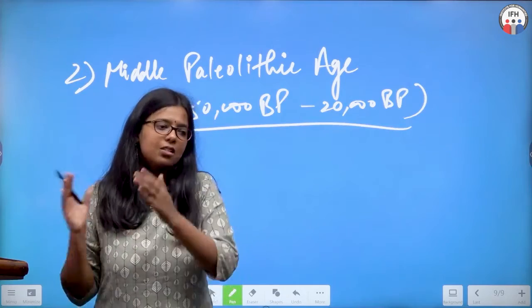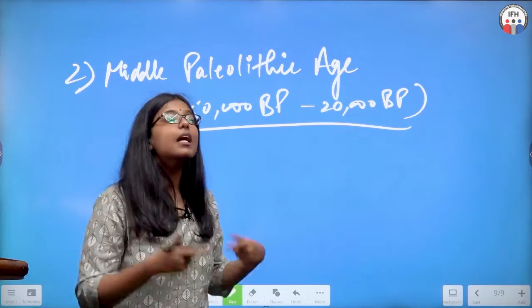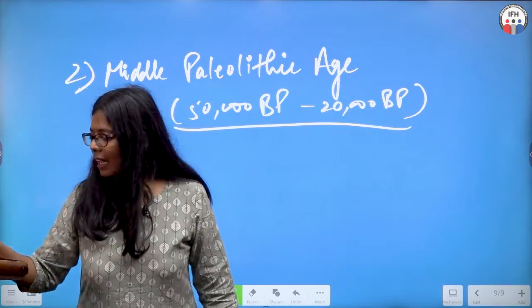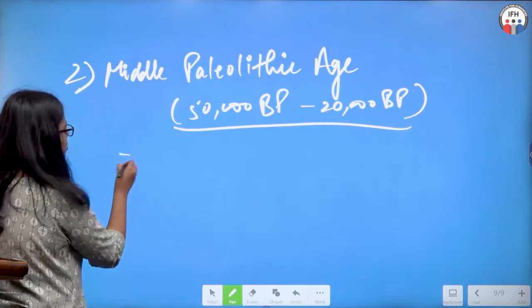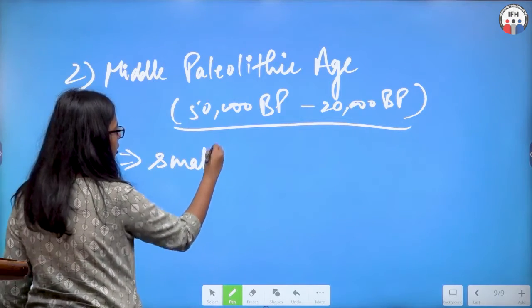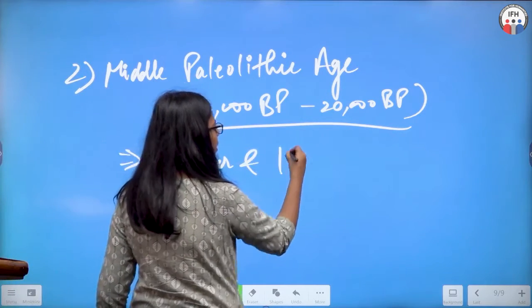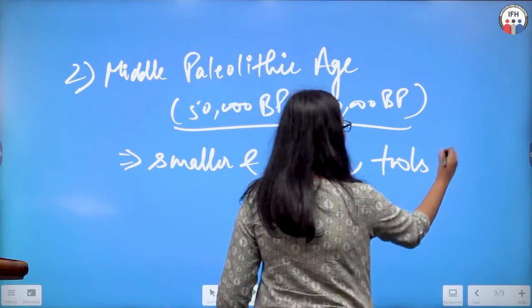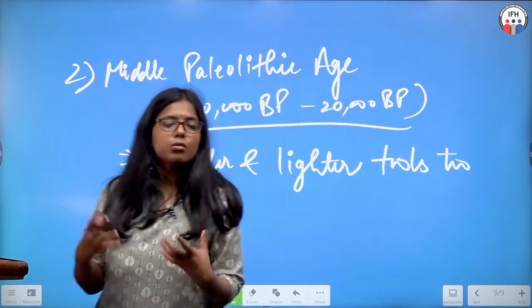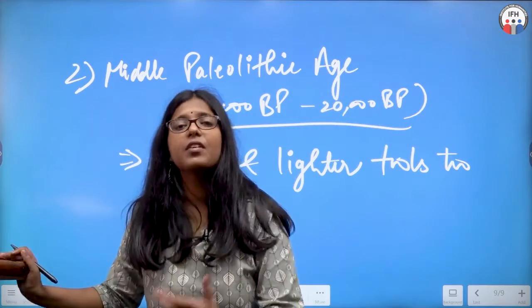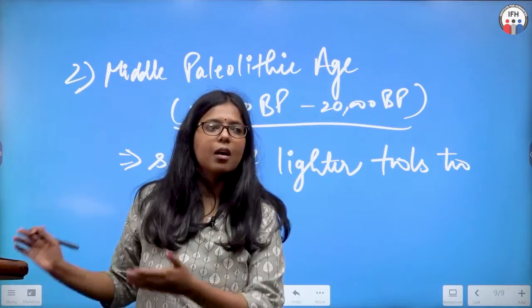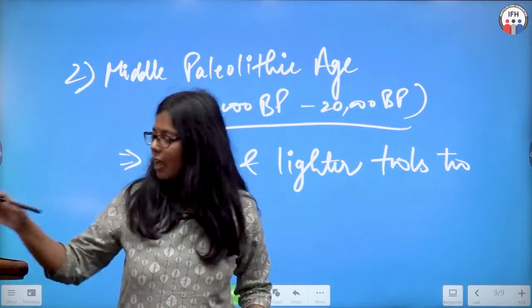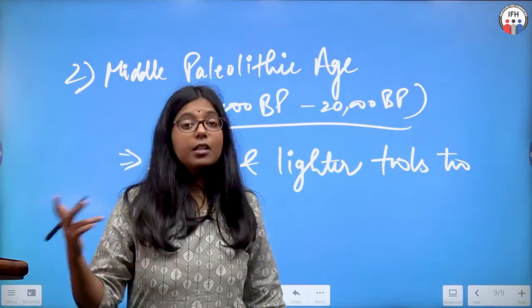It does not mean that they stopped using hand axes. They are still using it, but they are also making a bit better, a bit lighter tools. Hand axes are also there, but they are making smaller and lighter tools too. Why lighter? When they are using it, they are also understanding after a time that it is very heavy, it is not very easy to carry, it is a bit difficult to throw it at somebody. So they'll gradually start developing other tools also.